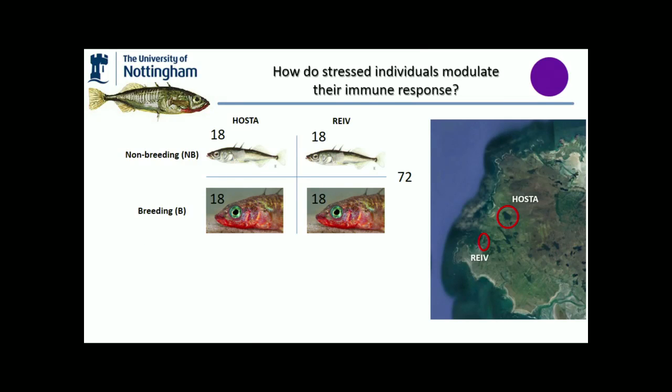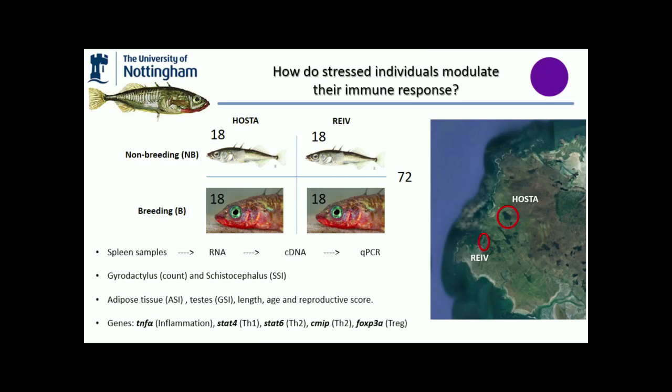Straight into our first question, we looked at two lochs over on the western side of the island, where we can find breeding and non-breeding males, and we did a 2x2 sampling effort. From each fish, we took spleen samples from which we extracted RNA for qPCR analysis.